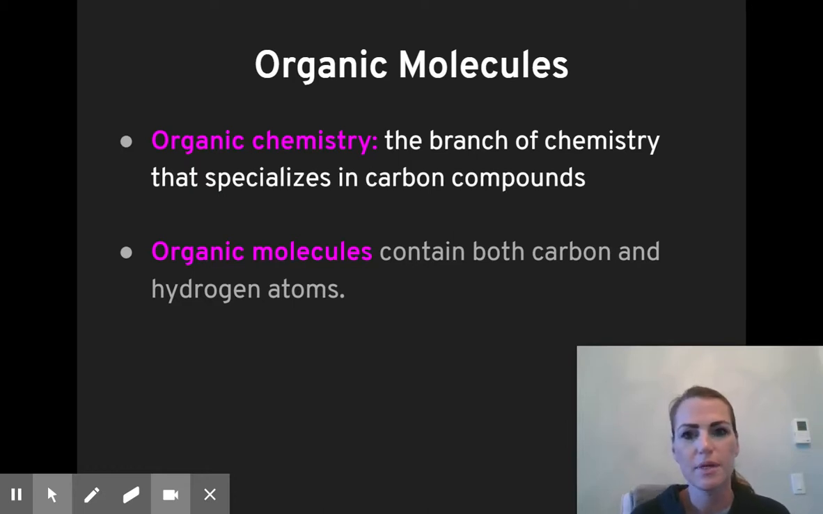Organic chemistry is the branch of chemistry that deals with carbon-containing compounds. Back in the 19th century, chemists discovered that all of the compounds that contain carbon were from living things. So that's kind of where that word organic comes from. And then the organic molecules are going to be the molecules that contain carbon and hydrogen. Typically they're going to contain quite a bit of hydrogen atoms. They're called hydrocarbon molecules, but they will at least have one hydrogen atom in them.